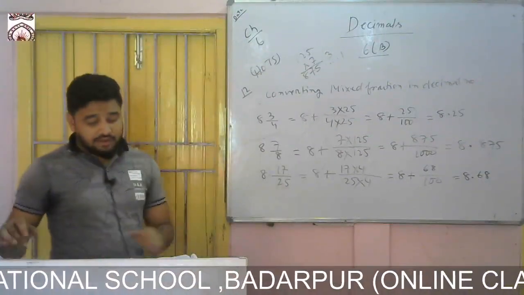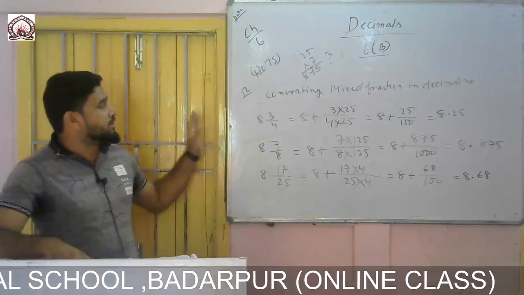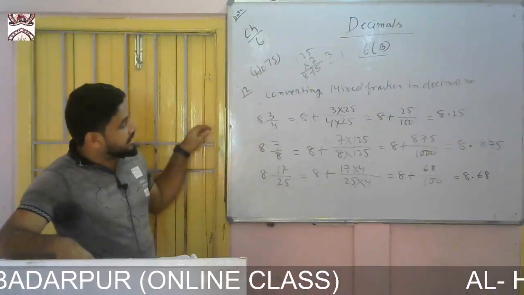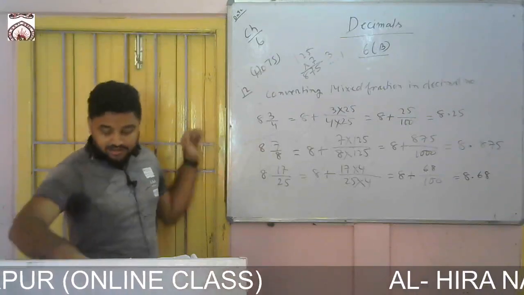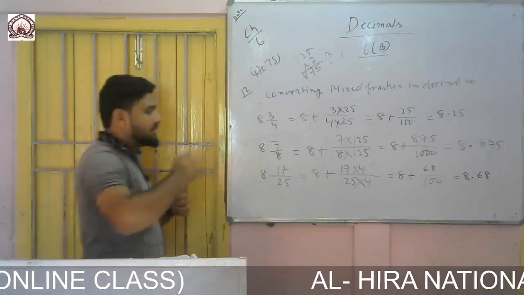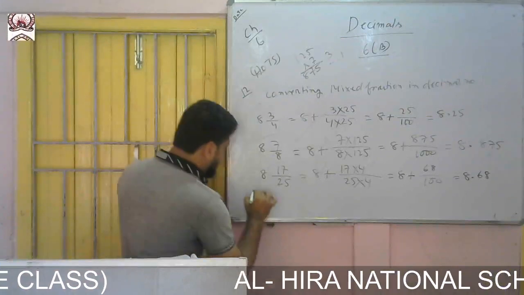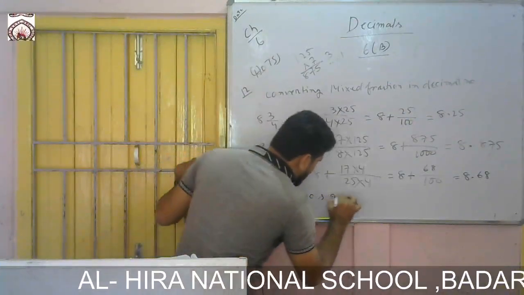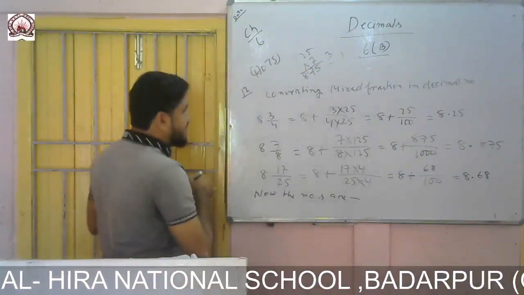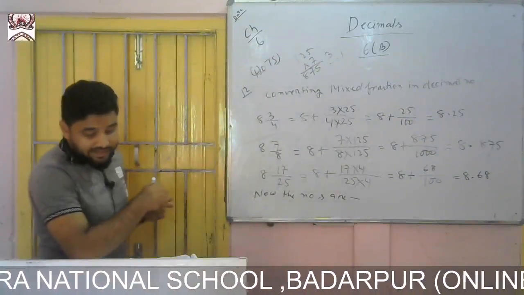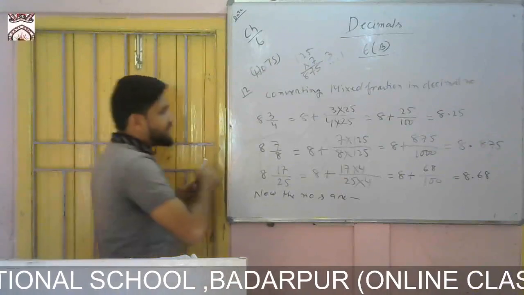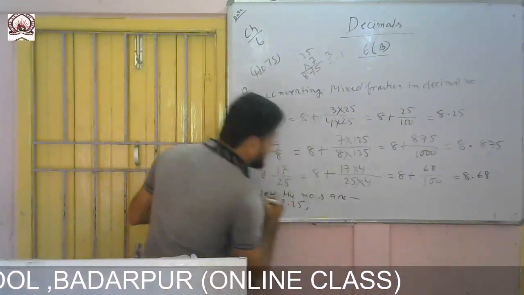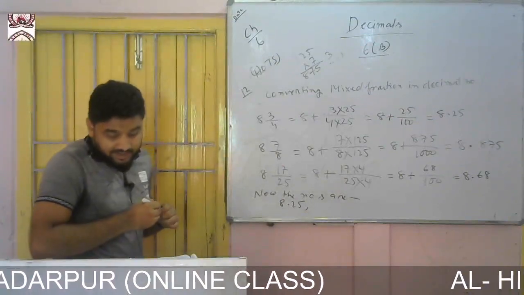That means converting the mixed fraction into a decimal number. Into decimal numbers I have converted. Now write. Now the numbers are. The first one is 8 3 by 4. So 8 3 by 4 I can write as 8.25.